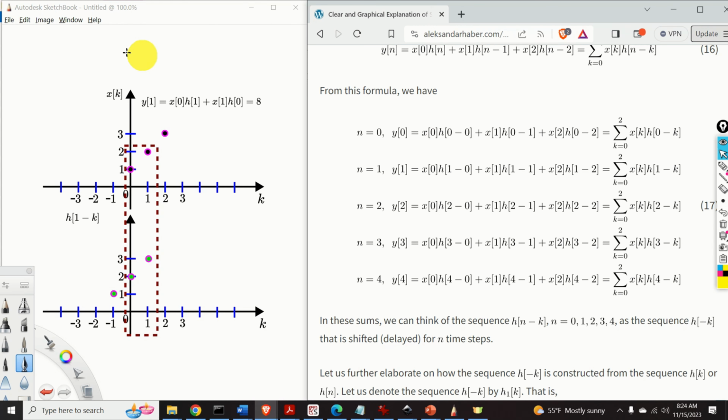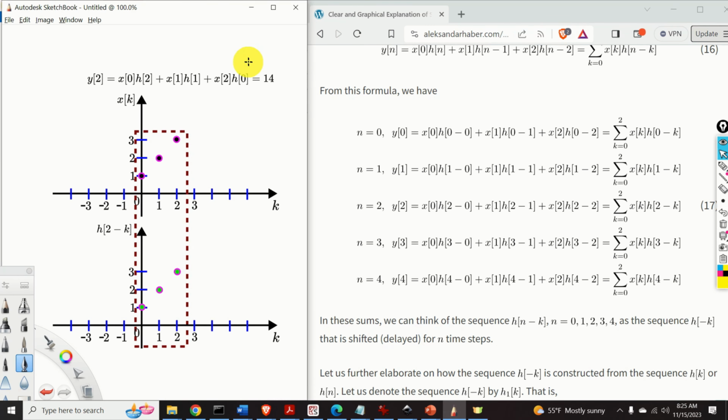Here is a graphical interpretation of the convolution sum for n is equal to 1. What happens over here? We take the sequence h of minus k and we shift this sequence for one time step. As the result, we obtain this sequence. Then, the convolution for n is equal to 1 is computed like this. We multiply this term by this term. Then, we multiply this term by this term. We add them together, and that's the result. That is, we only multiply the terms that are inside of the dashed rectangle.